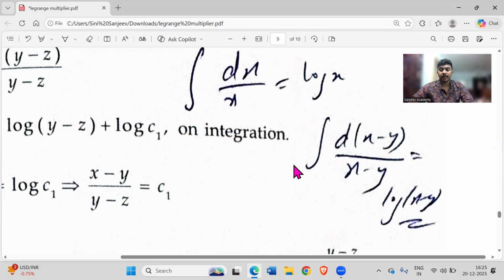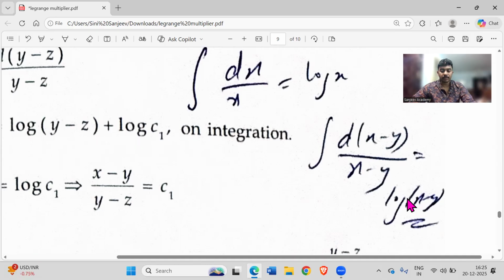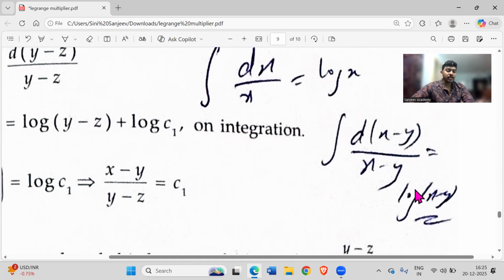Okay, log of x minus y, I'll be getting. Integral of d of the same as, just instead of x, I'm putting x minus y. D of x minus y, that's it. Instead of x, I'm putting x minus y, so I'll be getting log of x minus y. So that same method only I am using here.